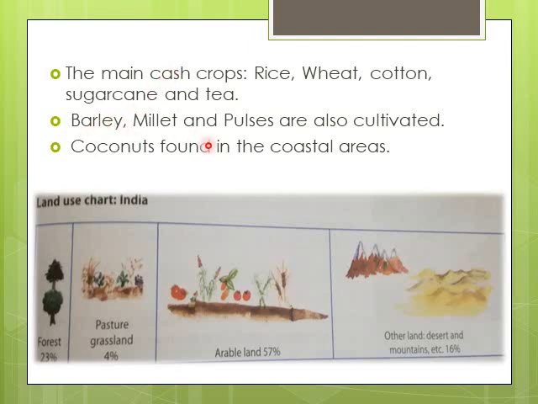Whereas barley, millet and pulses are also cultivated here. The coastal areas of India produce a large quantity of coconuts as well.